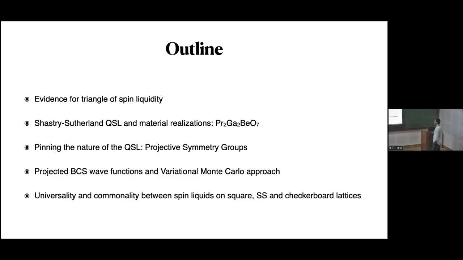Then I'm going to go beyond mean field and try to construct projected BCS wave functions, and look at the effects of gauge fluctuations beyond mean field within a variational Monte Carlo approach, and then supplement it with other RG approaches, and then make the case that there is a universality and commonality between spin liquids on these three lattices.